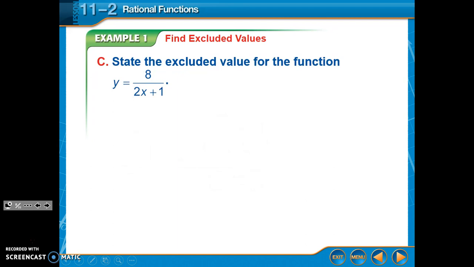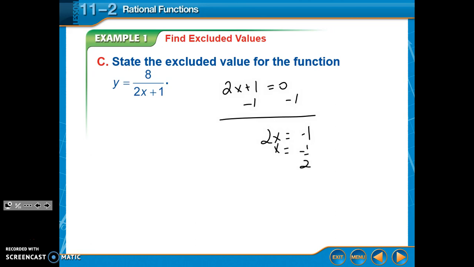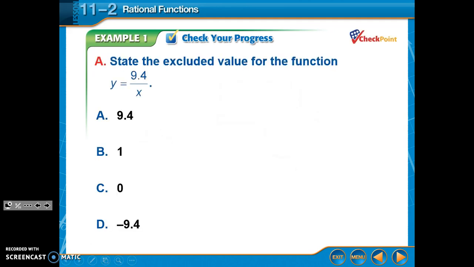So same thing, we're going to take the denominator and set it equal to 0 and solve for x. So I'm going to do minus 1, I get 2x equals negative 1, so x is going to be negative 1/2. So that's my excluded value, negative 1/2. Okay? So you guys find an excluded value for these.